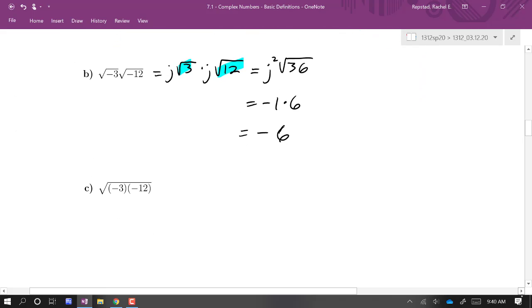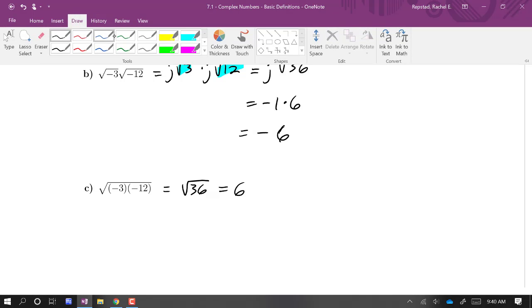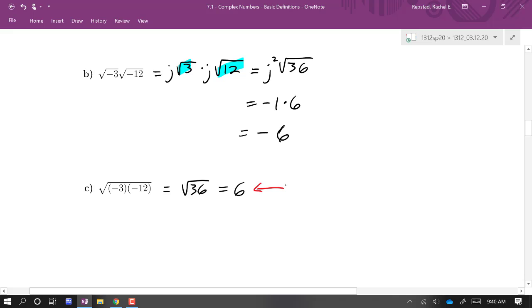On the other hand, if I have the square root of -3 times -12, order of operations says I have to multiply first inside, right? Because there's implied grouping symbols under the radical. So we have now just root 36, which of course is positive 6. Again, today's big fact, 6 is not equal to -6. In other words, root -3 times root -12 is not equal to root of -3 times -12.